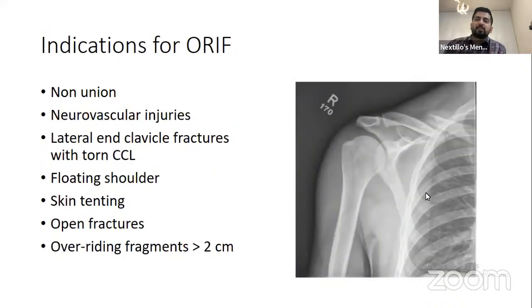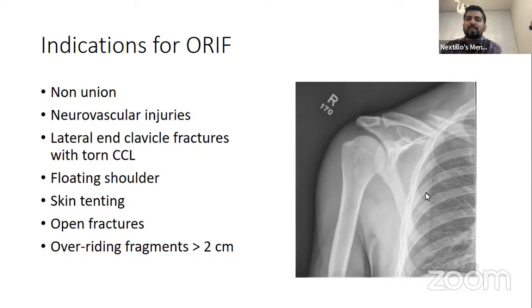Now, what are the indications of most of the clavicular fractures? As we saw, they can be managed conservatively with a CC sling. Now, what are the indications of open reduction and internal fixation in clavicular fractures? If there is a non-union of clavicular fracture, that can be managed with an ORIF. If there are neurovascular injuries, that should be managed with an open reduction. Fractures of the lateral end of the clavicle in which the coracoclavicular ligament is torn should be managed with open reduction, because in closed procedures, it is hard for us to maintain the reduction if the CCL is torn.